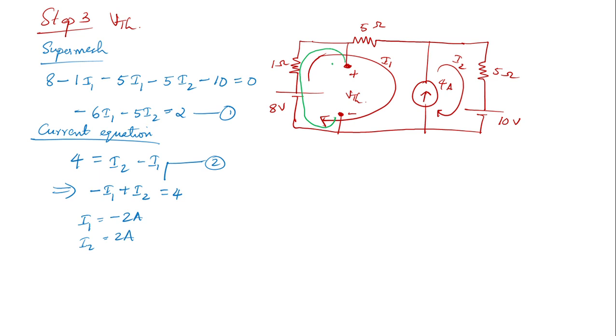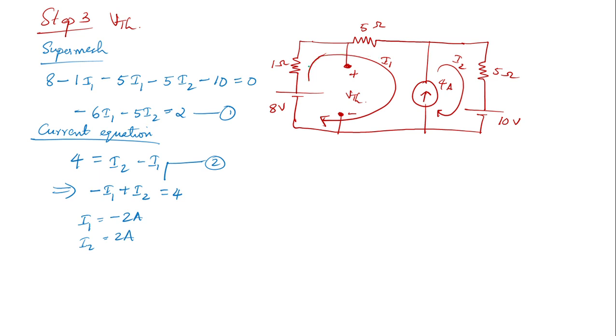Again, when you need to find out VTH, you need to mark the polarity of resistors. The polarity of voltage sources you need not mark, but if there are any resistors you need to mark the polarity. So what will be the polarity of this resistor? The current flowing through the 1 ohm is I1, right? And you can see I1 is flowing like this.